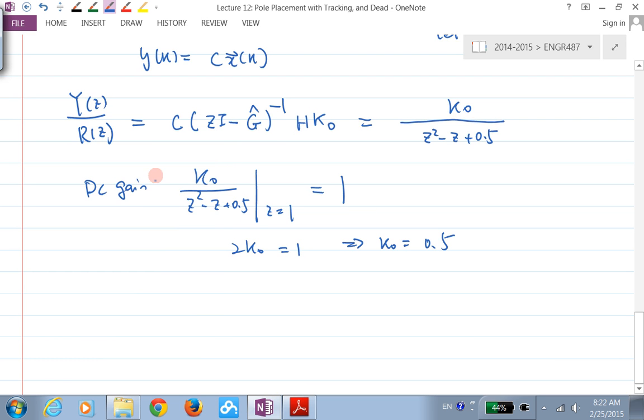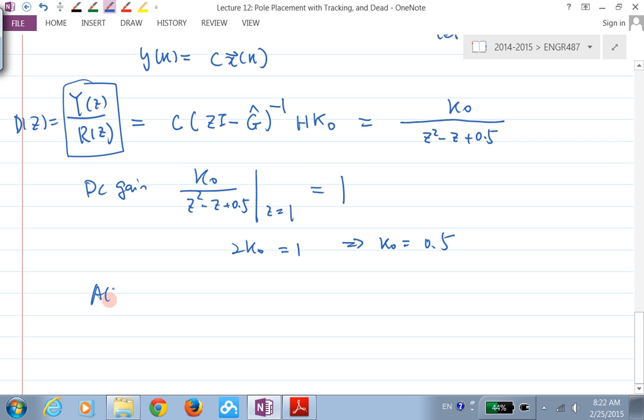This is basically the definition of DC gain. If, let's say, this is a pulse transfer function, let's call it d of z. The DC gain of any transfer function means you set z equal to 1, and you check what value you get.